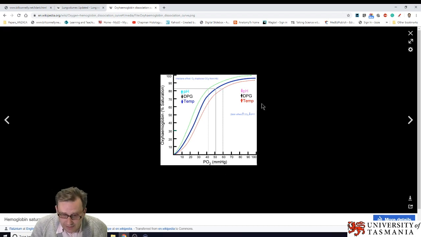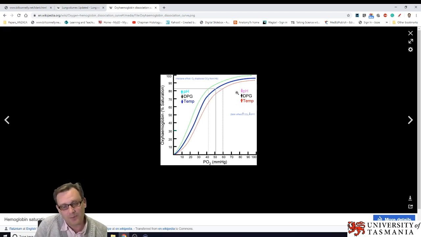So what are the things that are causing this? Well, we're seeing an increase in temperature causes this shift to the right, and a decrease in pH. And I don't know, have you been able to work out what DPG is? Someone may know on the chat. I just didn't look at the things. I don't know what the acronym stands for.